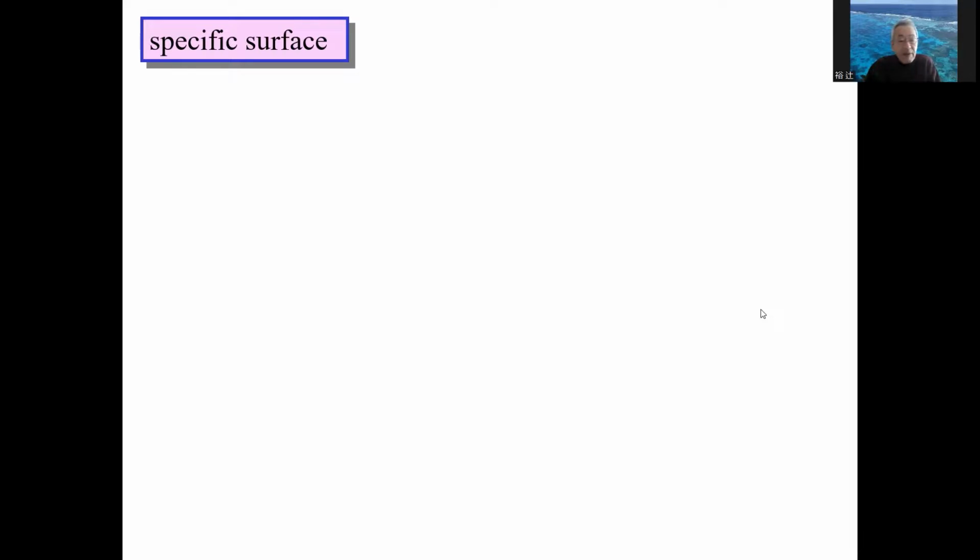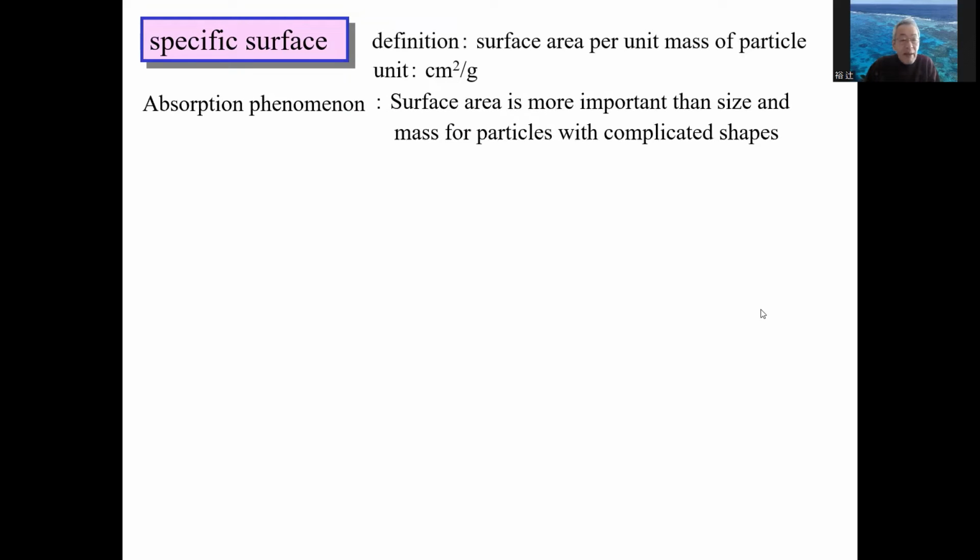Next, I will explain the specific surface because it's closely related to the area-based mean size. The specific surface is defined as the surface area per unit mass of particles. Its unit is square centimeter over gram. The surface area is more important than the size and the mass in absorption phenomena of particles with complicated shapes.